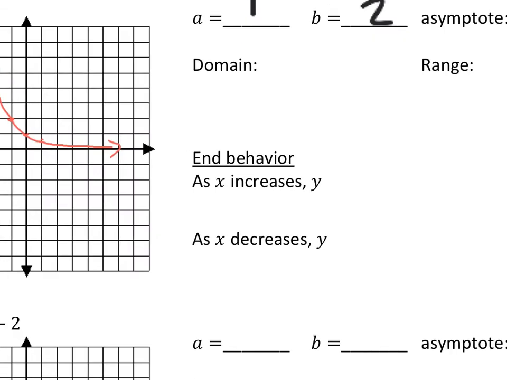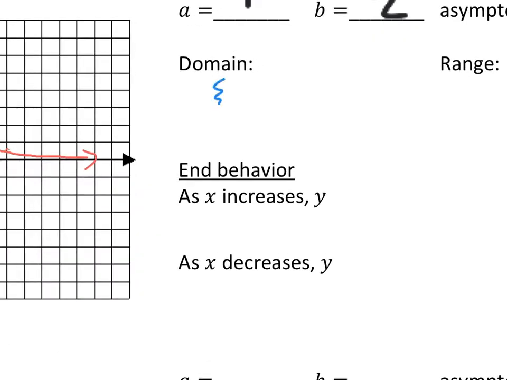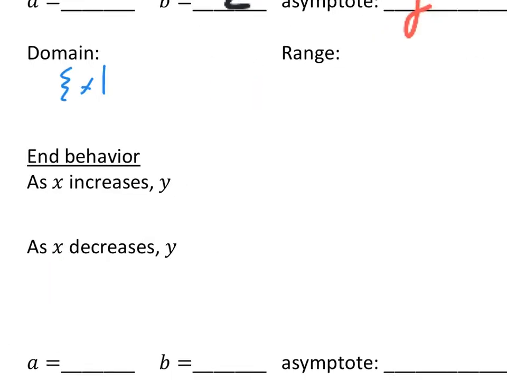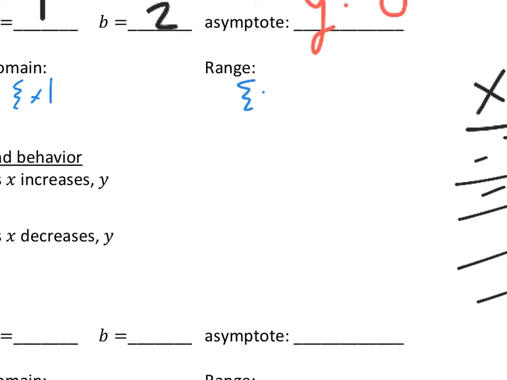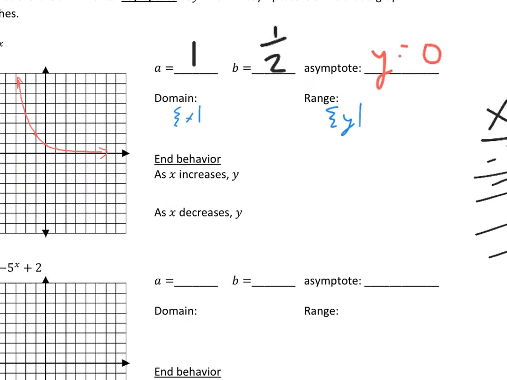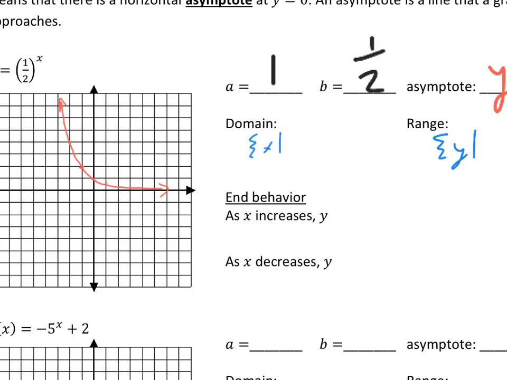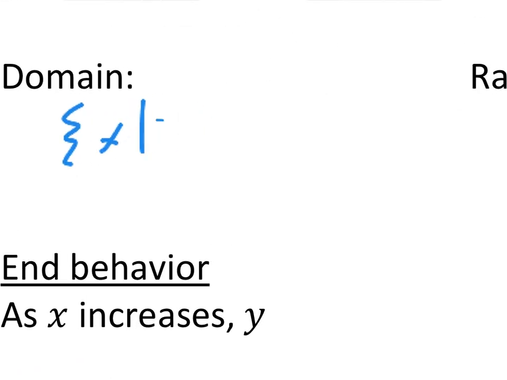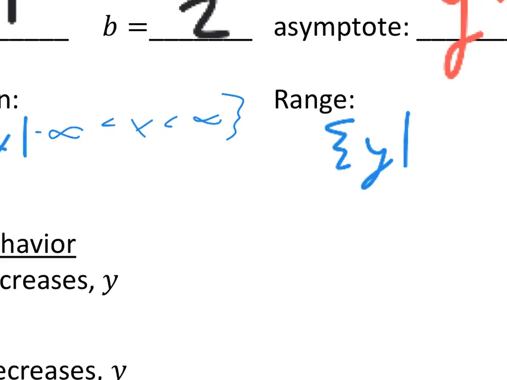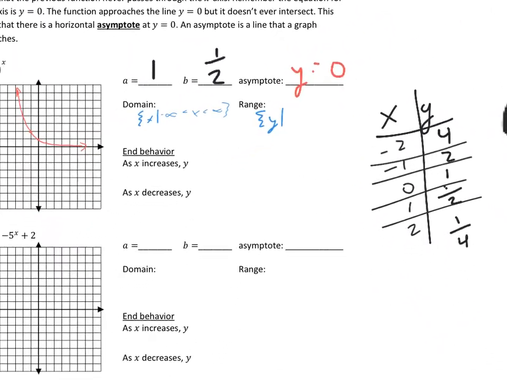Our domain. Alright, so our domain is all possible values of x. So it looks like x is increasing forever in the negative infinity and forever to positive infinity. Again, we can also use the all reals abbreviation for that as well.